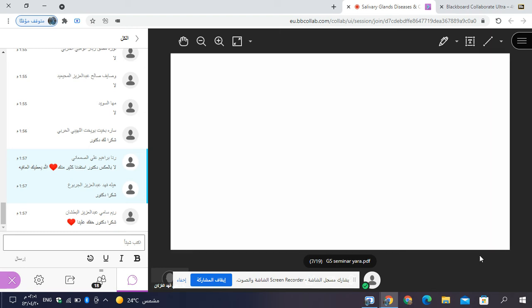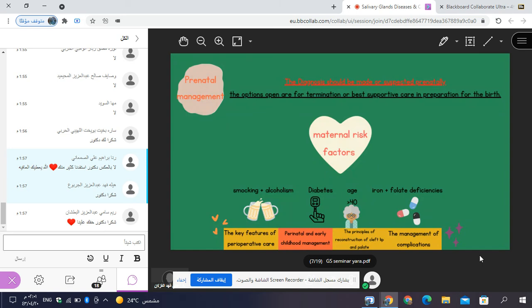And then, we're still in the primary management, sorry. According to how old the baby is, we have perinatal to early childhood management. Prenatal management, when the baby is still unborn, diagnosis should be made or suspected. What type of radiographic imaging do you think we would use in this case for a pregnant lady?